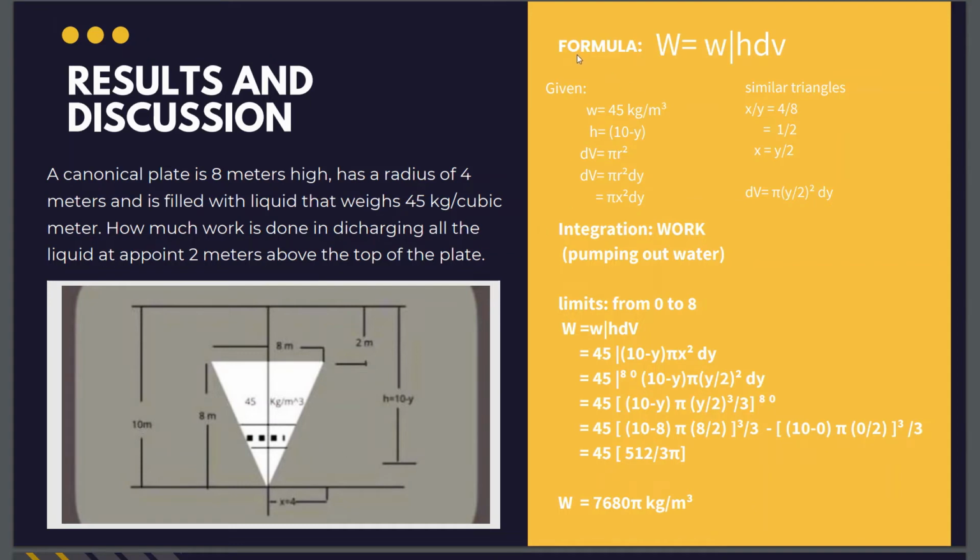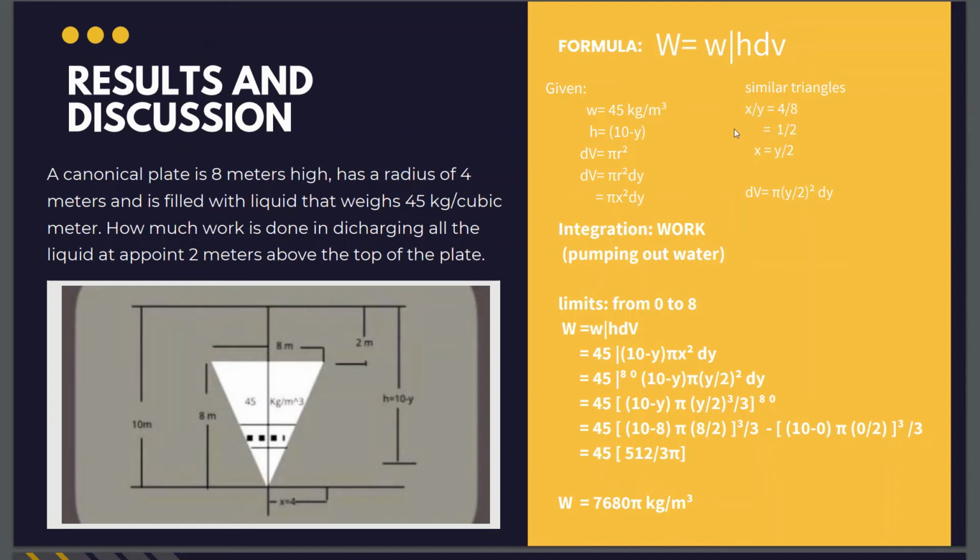So here's the formula to be used in our problem. Work is equal to the weight times the integral of height times the derivative of volume. Here are our givens. Our weight is 45 kilograms per cubic meter and our height is 10 minus y. And the derivative of V is equal to pi r squared dy, or equal to pi x squared dy.